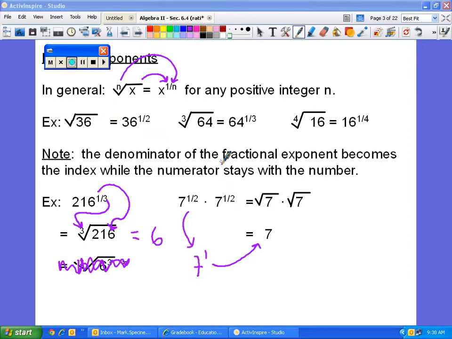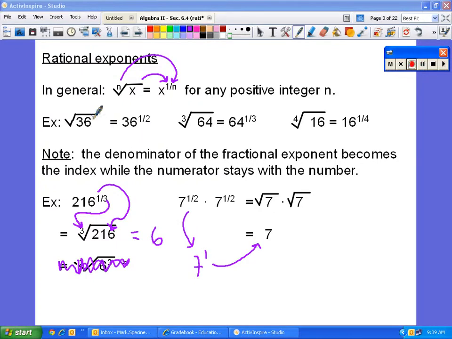Okay, as I was saying, when you have a radical expression, we can convert that to an exponent. What we do is we take the exponent that's inside the radical sign, and if there's no number there, what number can we pretend is there? 1. And that number becomes the numerator. The index becomes the denominator.